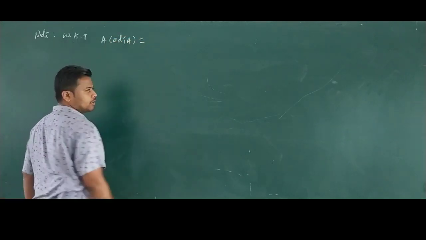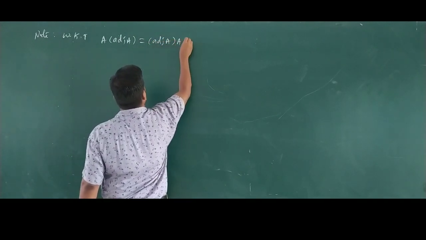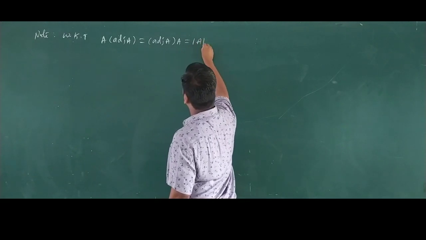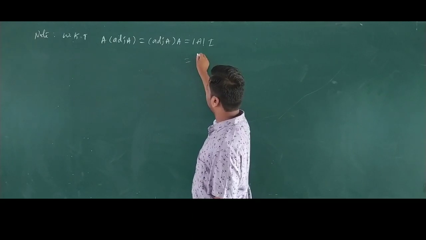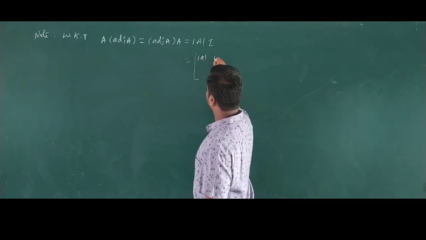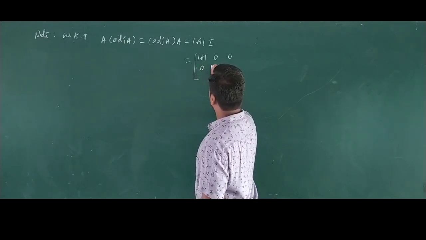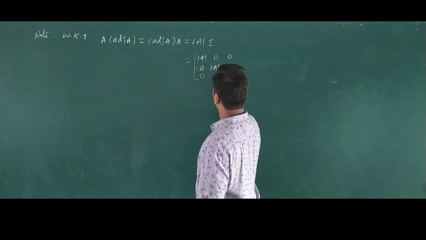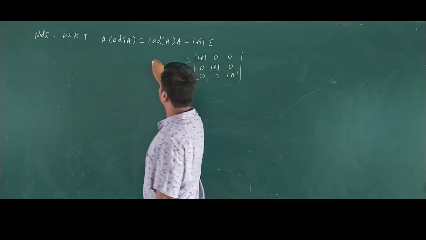Note point. We know already from theorem 1 that A into adjoint of A equals adjoint of A into A equals determinant of A into I. So this is nothing but the matrix with determinant of A on the diagonal and 0 elsewhere. So check it in theorem 1. Okay, this is nothing but what?